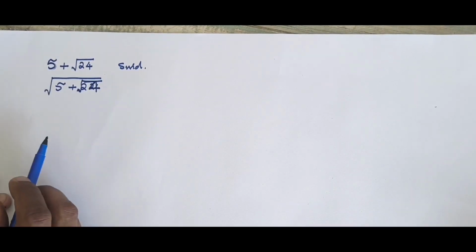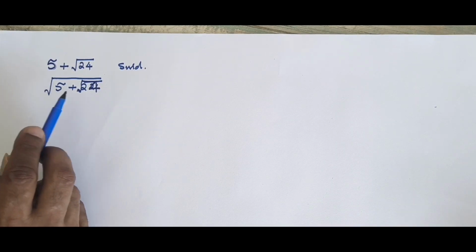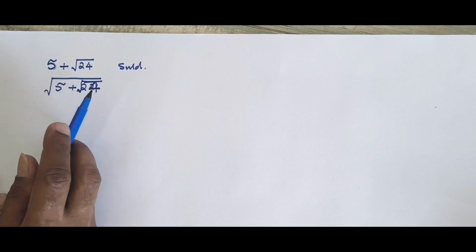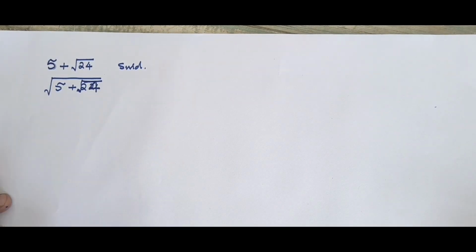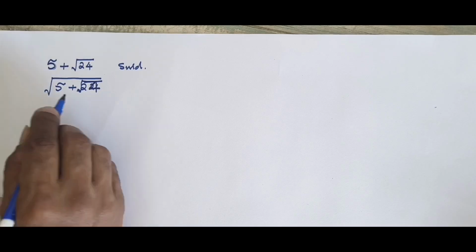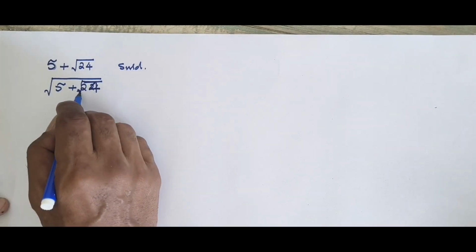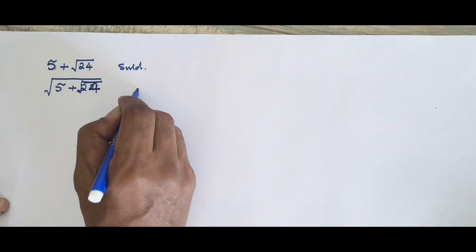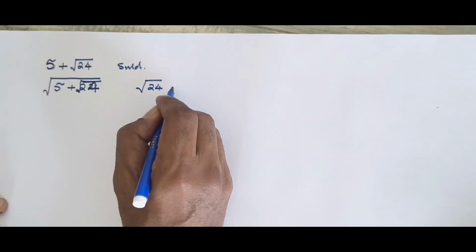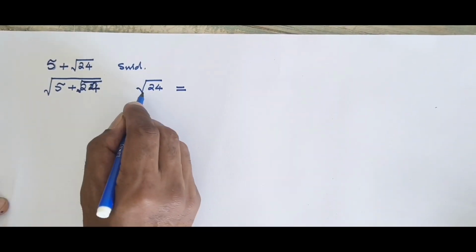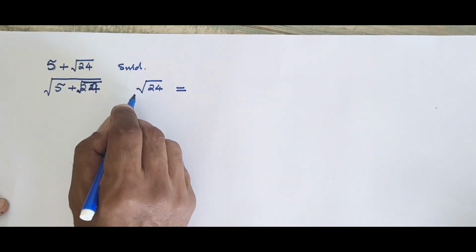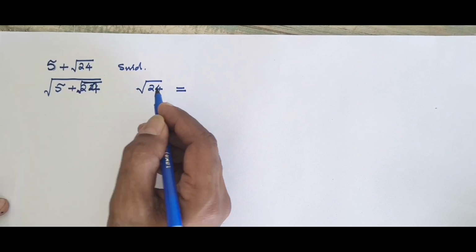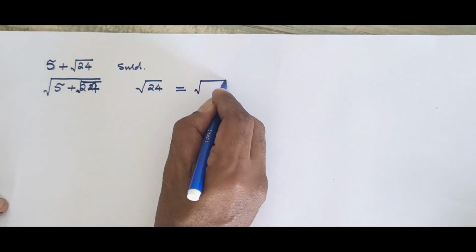There are two different approaches to finding the square root of a surd like 5 plus square root of 24. The one is a shortcut. I'll show you the shortcut first. In the shortcut, what we do is you take the irrational part, which is root 24. You will write this irrational part as 2 multiplied by some irrational number. For that, this is what you do.